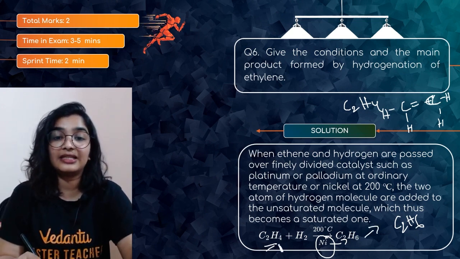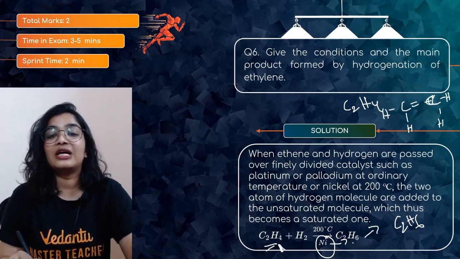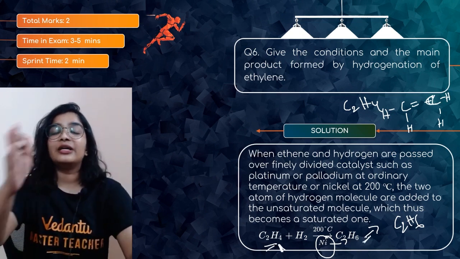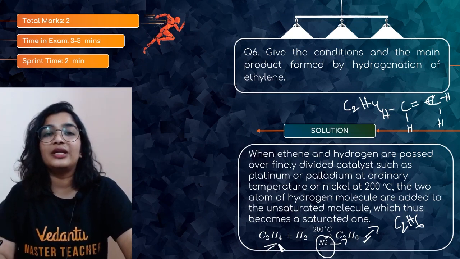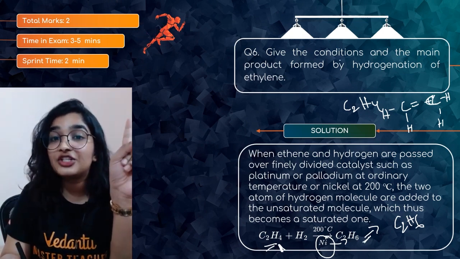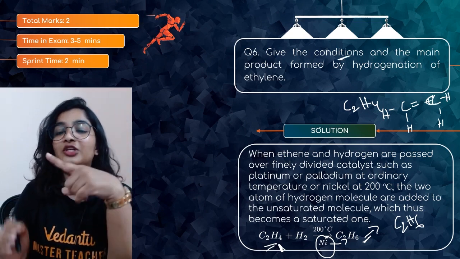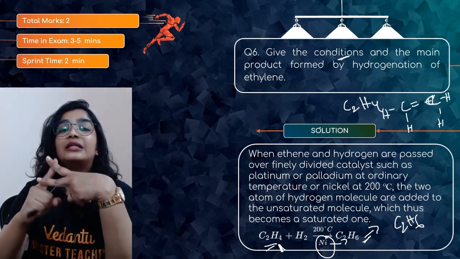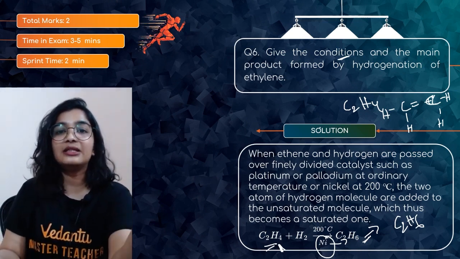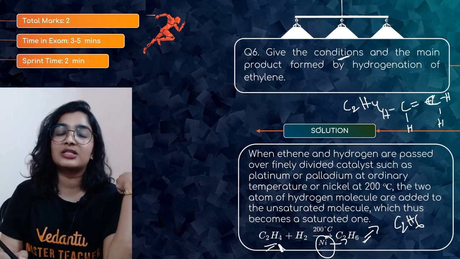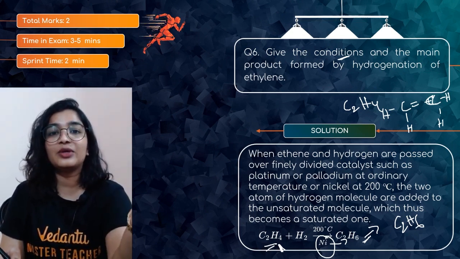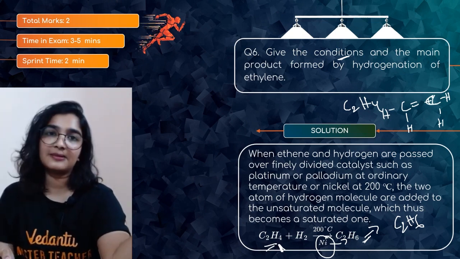Here you have an alkene. By the addition of hydrogen atoms, you are getting an alkane. An unsaturated compound is being converted into a saturated one by a hydrogenation reaction. So give the conditions means you need to mention the catalyst and the temperature at which this reaction is taking place. That is the condition, right? And the main product, which is the main product here? It is ethane. C2H4 to C2H6.